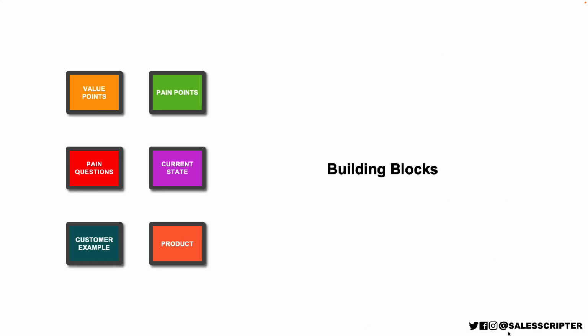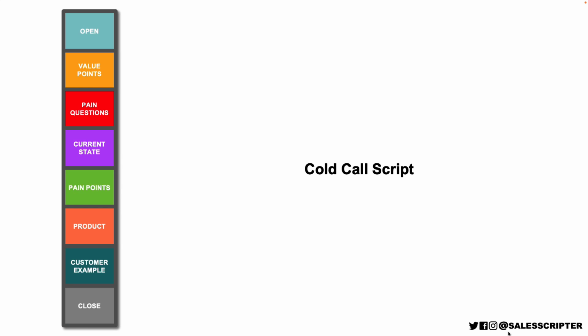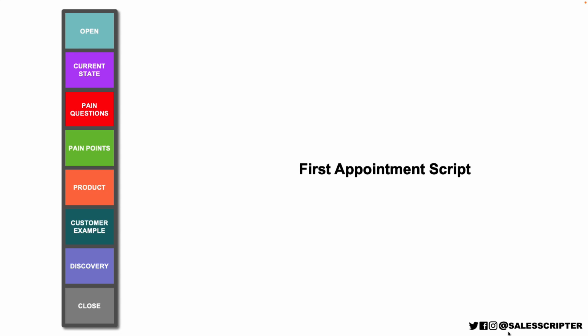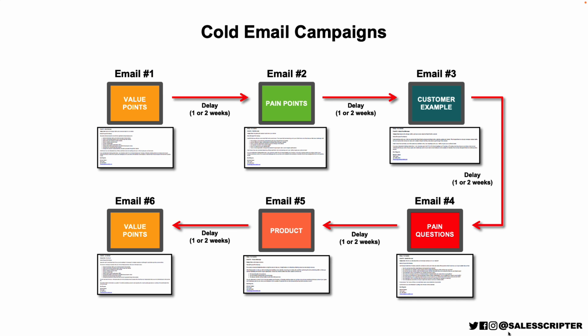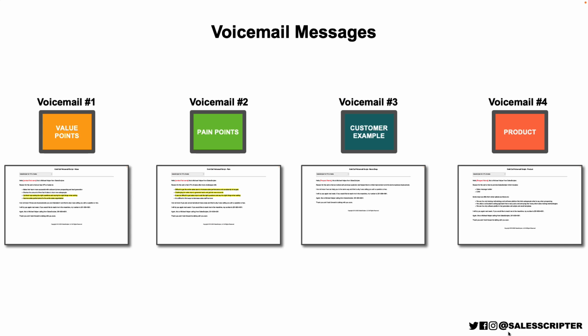And so that's our process for creating a sales script. And that process allows us to create what we would refer to as building blocks. Each of those steps creates a different block. So we have a value points building block, a pain points building block, pain questions, current state questions. And what we can do is mix and match those blocks to create a cold call script. We could also use those same blocks to create a first appointment script, an email campaign, or voicemail messages. Everything that we say to our prospects, we can use from those different blocks.